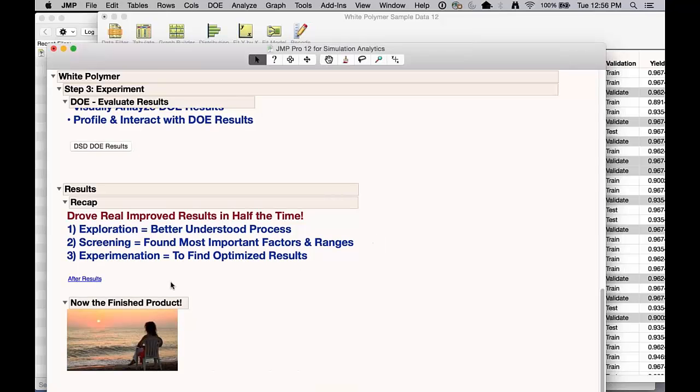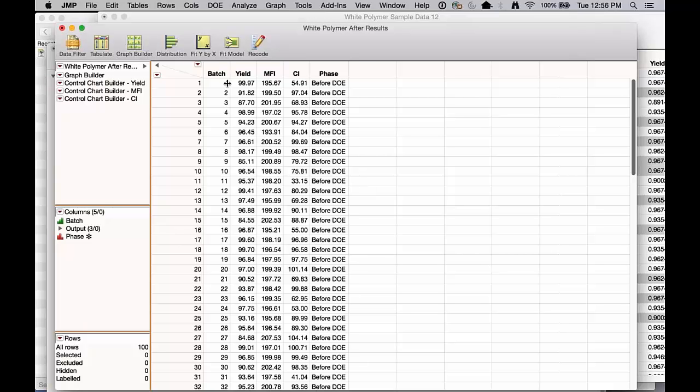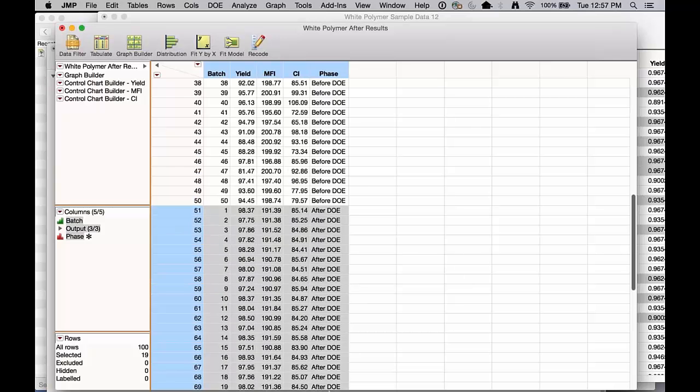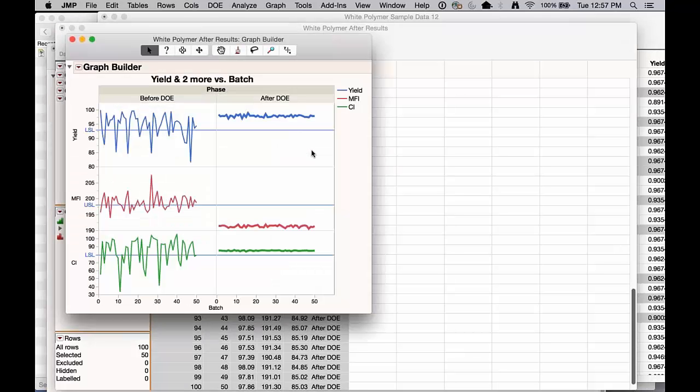Now, this was real data. This was a real situation. They took a sample from there before they ran that DOE simulation, and then they took 50 random observations after. Here's what their before and after looks like, and this is just looking at it in the graph builder. But is yield consistent, less variable, and high? Is no flow index low and predictable and not as variable? And is color index above my lower mark?